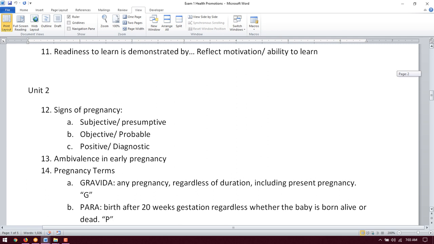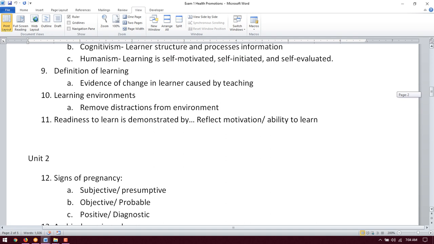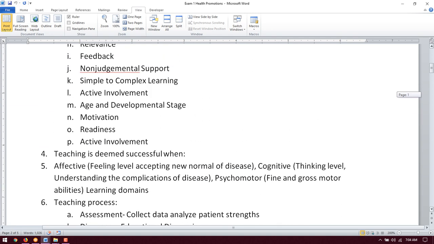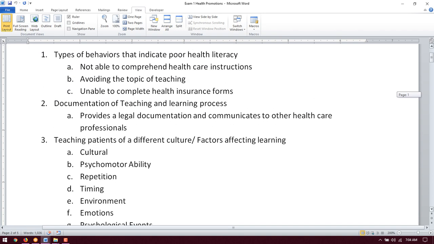Make sure they're ready to learn, make sure they're motivated, and make sure they're able to learn. Otherwise, you will be wasting your time trying to teach them. So that is pretty much Unit 1. It kind of breaks it down a little bit of what you guys should look over.